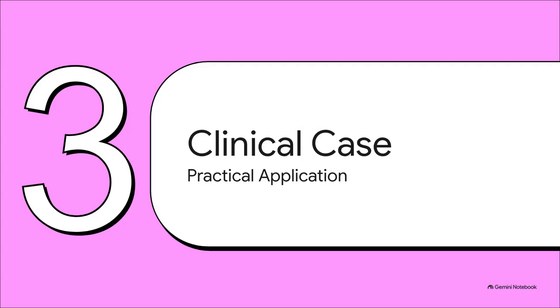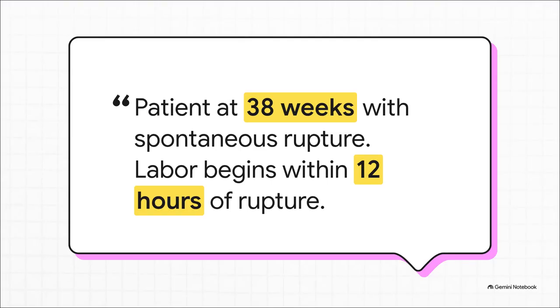All right, let's jump right into Section 3 and actually apply all of this theory to a real-world clinical case walkthrough. Imagine reading this straight from a provider's note. The patient presents at 38 weeks gestation with spontaneous rupture of membranes before the onset of labor. Active labor then begins within 12 hours of the rupture. The chart is totally clean otherwise. No secondary complications at all.